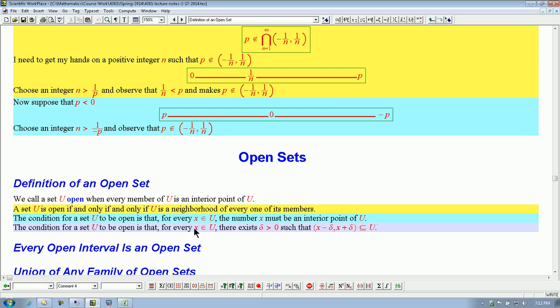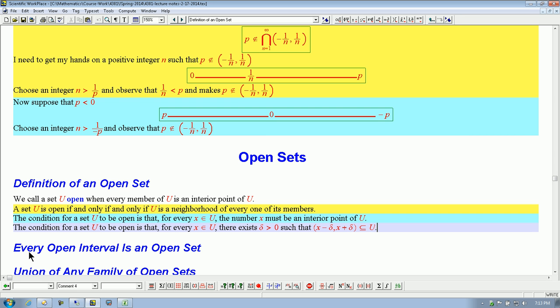You can't commit yourself to any delta greater than 0 until after you've said which member x of U you're talking about. Given any member x of U, now that you are looking at that x, you can say there exists delta greater than 0 such that starting at this x and going to the left and to the right by delta, you get an open interval that's a subset of U. Please don't say there exists delta greater than 0 such that for every x this happens. There's not one delta that works for all the x's. So that's the condition for a set to be open.